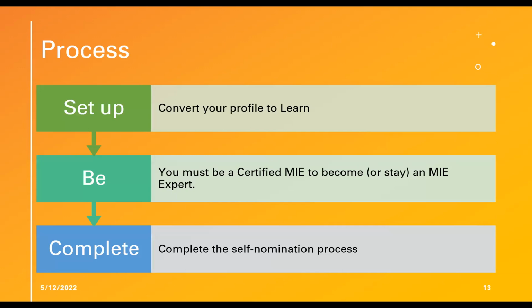The process, and this is very much it. Step 1, convert your profile to Learn. Step 2, be a MIE or certified MIE, that is that you've completed the 2 hours of training. And 3, complete the self-nomination process. And I'm going to go through the steps that are required for this. That is why at the start, I just wanted to show you how we can convert our profile to Learn and where we can go and find our achievements.